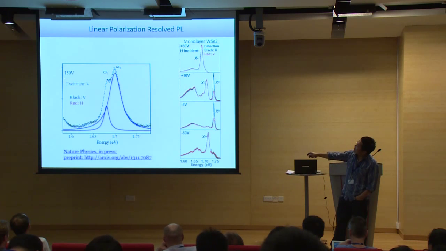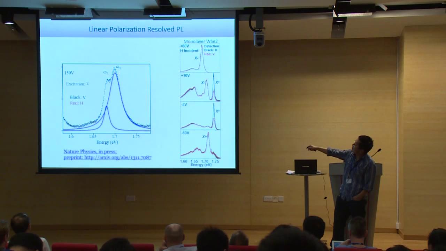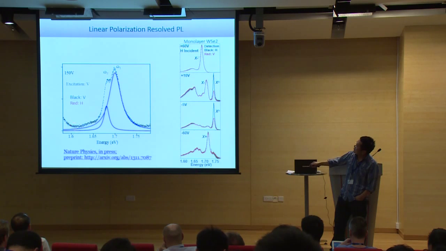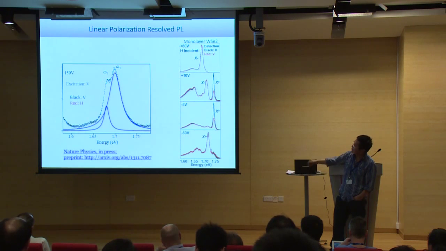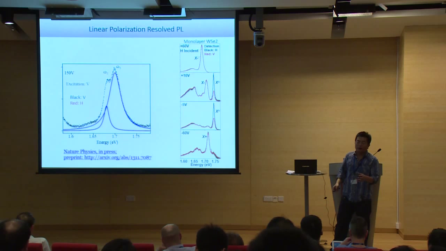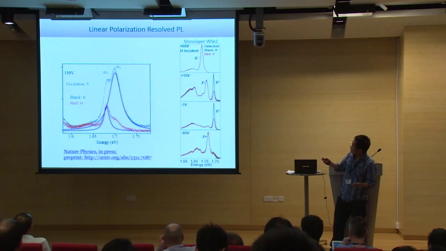First, we send linearly polarized light, vertically polarized, and then we look at the vertically polarized PL. Okay? And we see two states, omega 1 and omega 2. Then we can do the fitting of this data. Basically, we extract the linear polarization component of these two peaks, omega 1 and omega 2. Then we look at what is the horizontal component of this PL, represented by these red data points here.